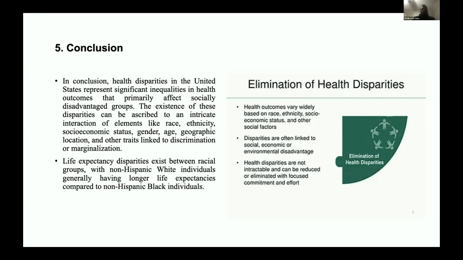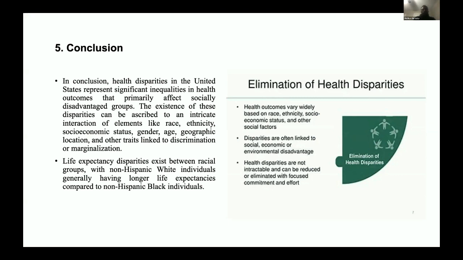So we tend to conclude that in the United States, for the health disparity, there are some significant things we have to represent in terms of the primary effect of socioeconomic advantage and how some other groups can benefit from this. So the existence of this disparity can be ascribed to an intricate interaction of elements like race, ethnicity, economy, socioeconomic status, gender, age and geographical location that we look at in this research. We also look at the life expectancy disparity which exists between the racial groups, the non-Hispanic individuals and also the non-Hispanic white and the Black that we look at generally.